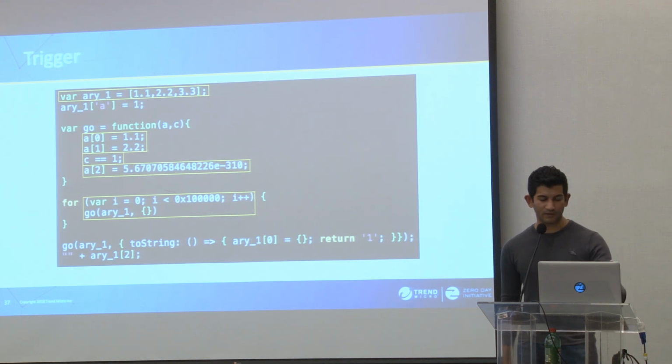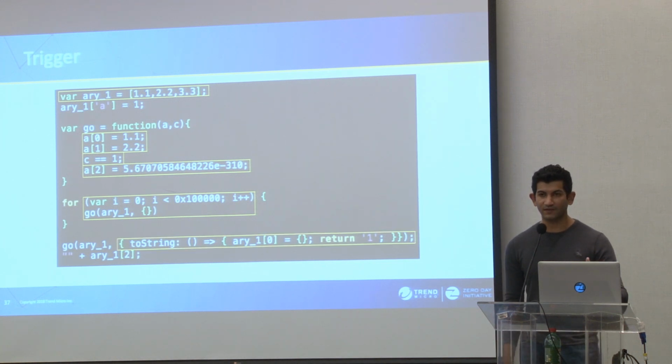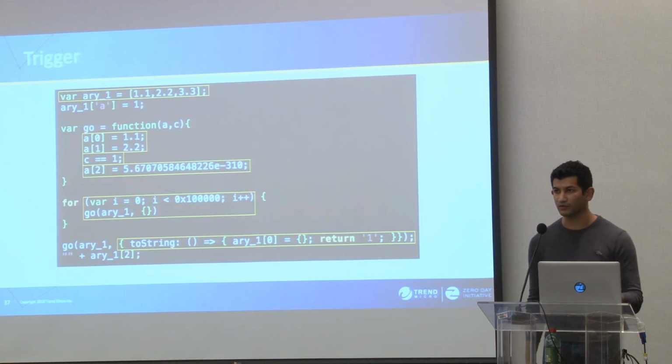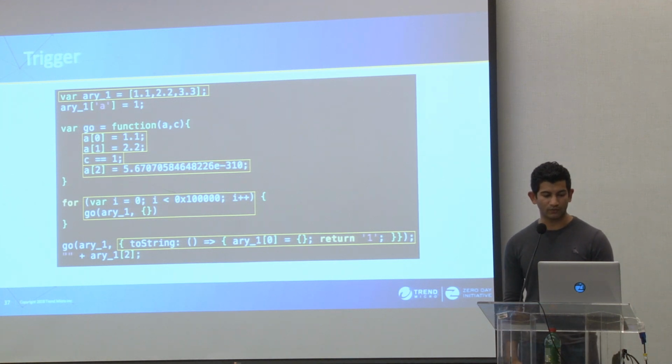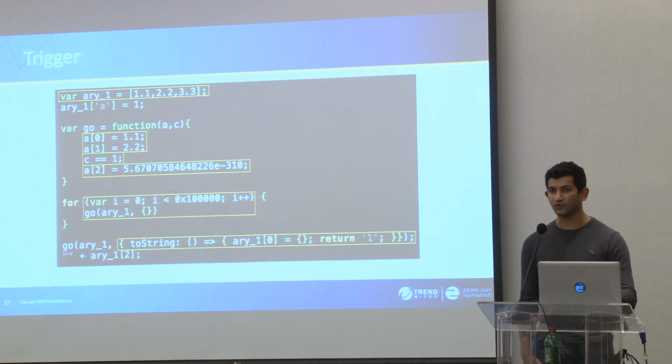And then in the middle, right before that write, we have C equals 1 to actually trigger the vulnerability. Then the last time we call it is calling go, this time with our custom object. We're using toString instead of valueOf here. It doesn't matter, both work. Within the toString function, we are setting the 0th element in array1 to an object. So this is going to convert the array with doubles into an array with contiguous.